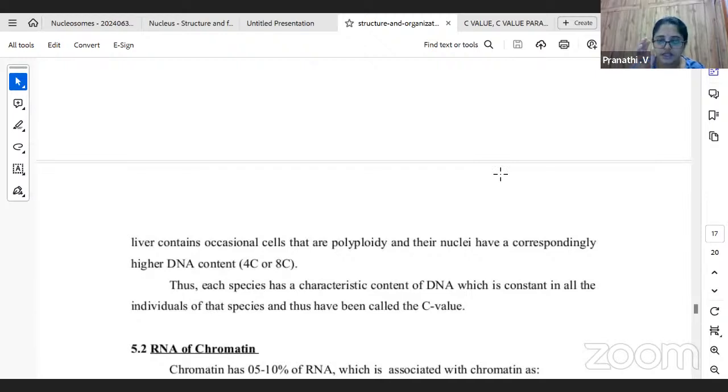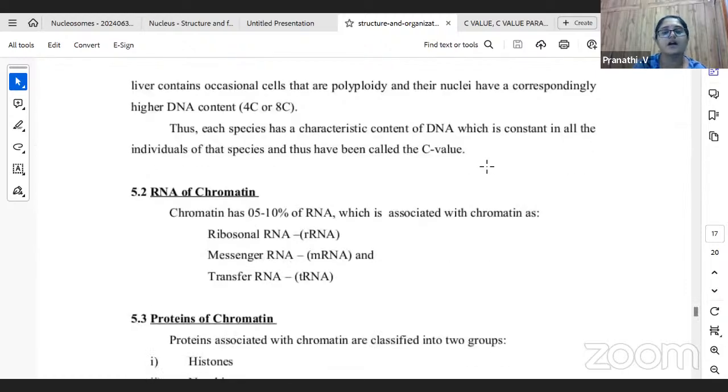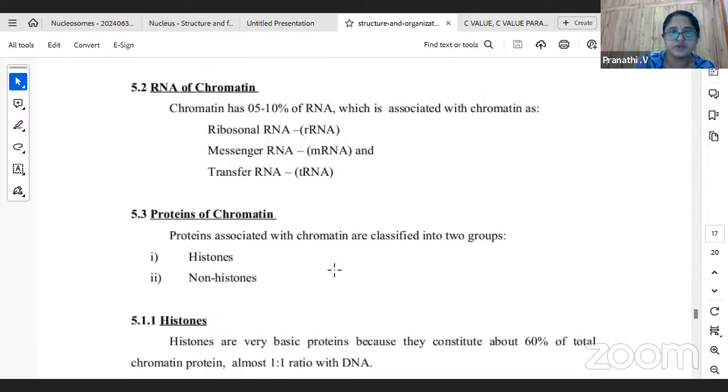So each species in the living kingdom has a particular content of DNA that is constant in all members of the species. This is known as the C value. I will tell you about the C value paradox in some time. The RNA of the chromatin is around 5 to 10%, that is rRNA, mRNA, and tRNA that is present over here.